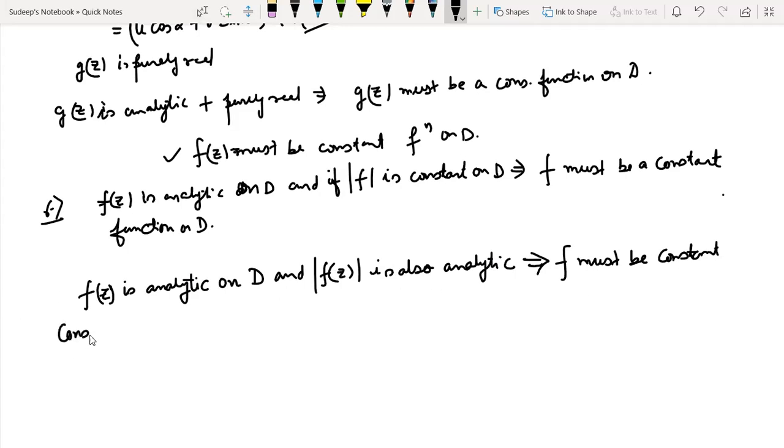So consider a construction, which is simply g(z), not even a construction. I'm just redefining the function: mod f(z) is equal to g(z). So clearly, one thing is quite evident: if mod f(z) is also analytic, it implies that g(z) is an analytic function.